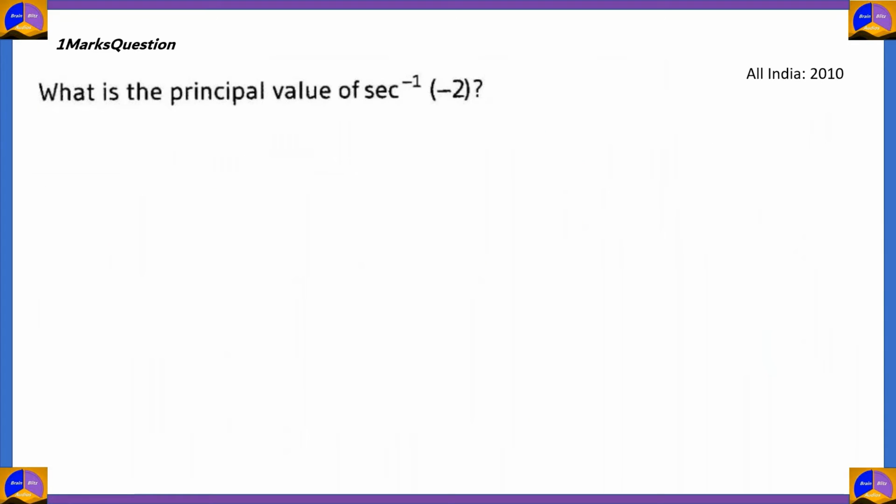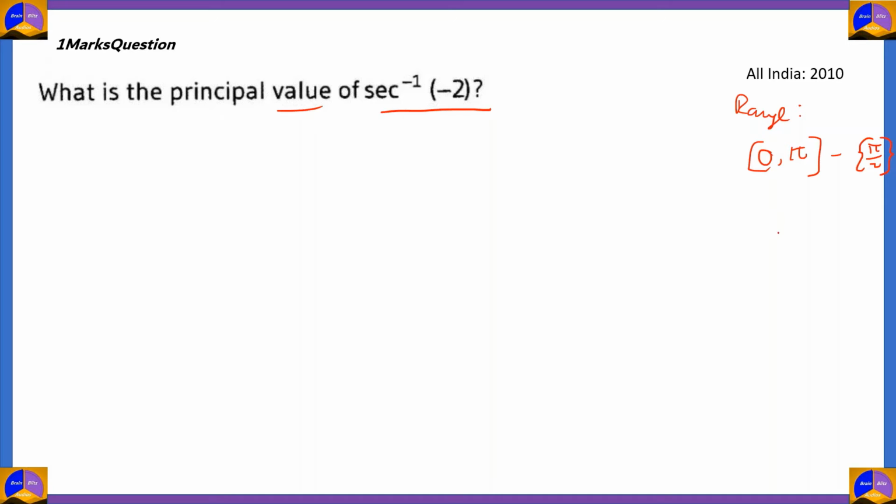Next question. Find the principal value of sec inverse minus 2. So let's know the range of the sec inverse function. And the range for this one is 0 to pi minus of pi by 2. The reason being at pi by 2, the value of sec inverse goes to infinity.